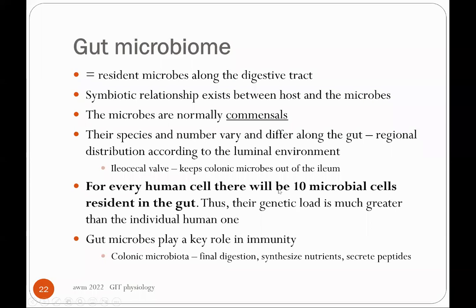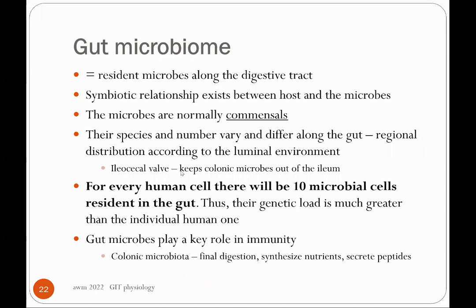Now, the species and the number vary and differ along the gut. For example, the ileocecal valve is very important because it keeps the colonic microbes out of the ileum. And remember, this is where the small intestine joins with the large intestine, and the colon has a much larger diameter than the small intestine. So imagine if there was pressure buildup in the colon, it would be very easy to get backlogging of the luminal contents coming backwards. That would be dangerous because of the microbes that would then invade the ileum.